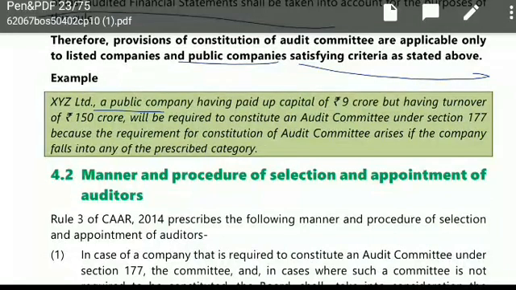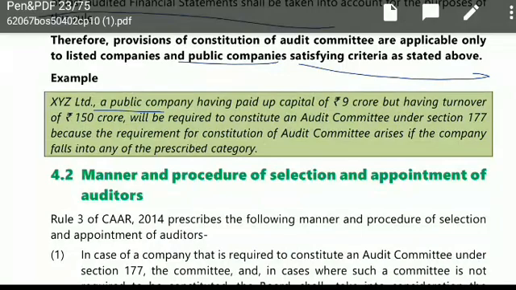So the company will be required to constitute an audit committee under section 177, because the requirement for constitution of an audit committee arises if the company falls into any of the prescribed categories. It is not written all, it is written any. This is also very important: if the condition is 'or', then any of the conditions should be satisfied, but if it is 'and', then all the conditions should be satisfied.